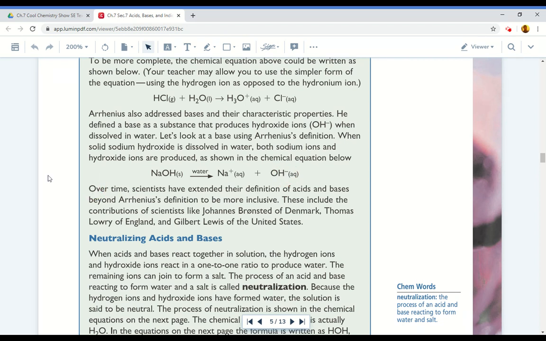Over time, scientists have extended their definition of acids and bases beyond Arrhenius' definition to be more inclusive. These include the contributions of scientists like Johannes Bronsted of Denmark, Thomas Lowry of England, and Gilbert Lewis of the United States.